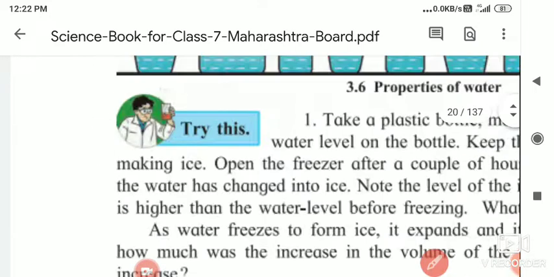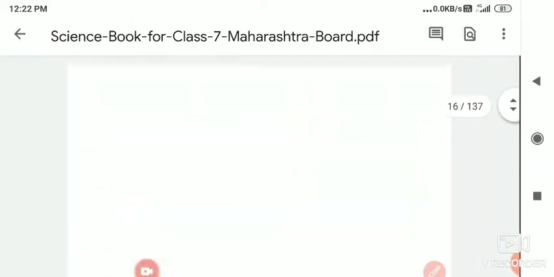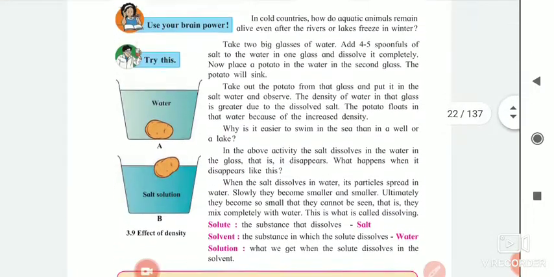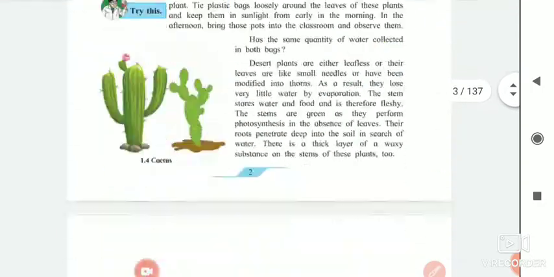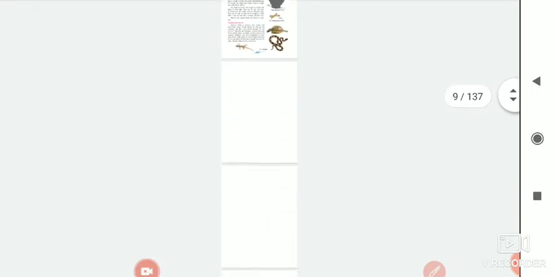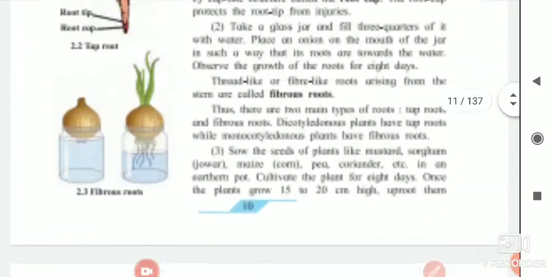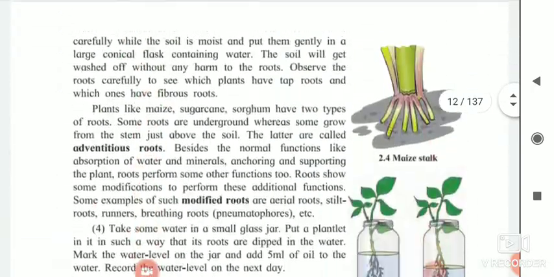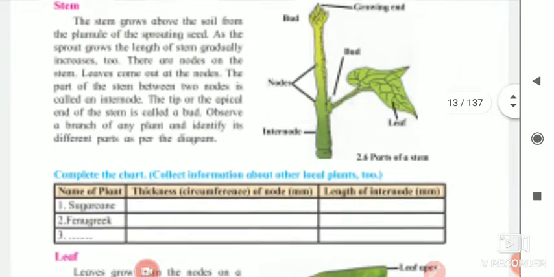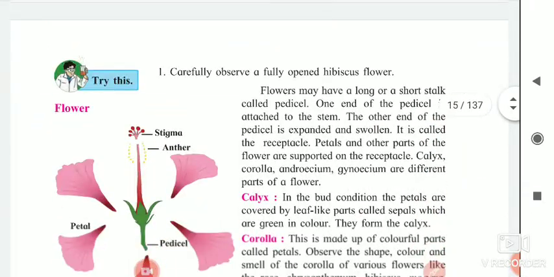So for this exam I am going to tell you which experiments we are taking again. First of all, from the first lesson there is no experiment. From the second lesson, you have to study the experiment on types of roots. Any one from types of roots, then observation of roots, to study the root, to study the stem, and to study the flower. From this, any one.